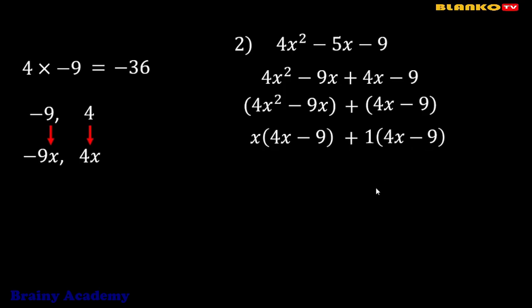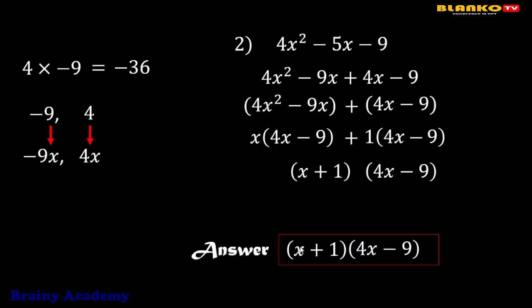So let's factorize the common binomial to get our final answer, and that is going to give us x plus 1 in the bracket multiplying 4x minus 9 in a bracket. So to factorize 4x squared minus 5x minus 9, our answer is x plus 1 in the bracket multiplying 4x minus 9 in a bracket. All right, so let's move on to solve the last one, which is number 3.